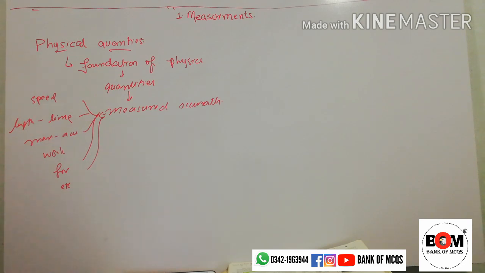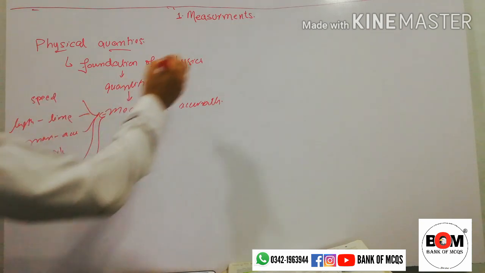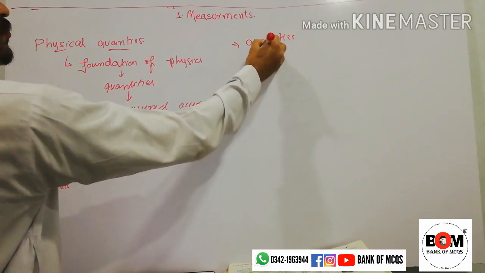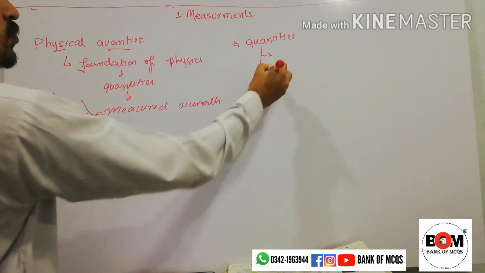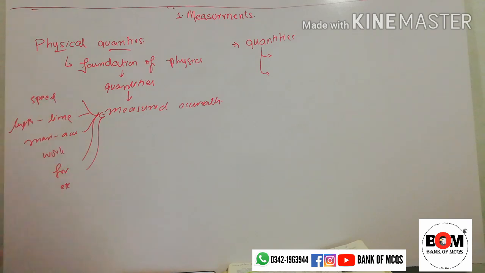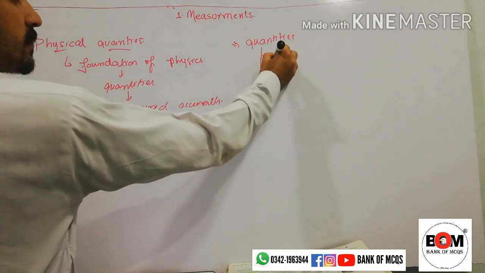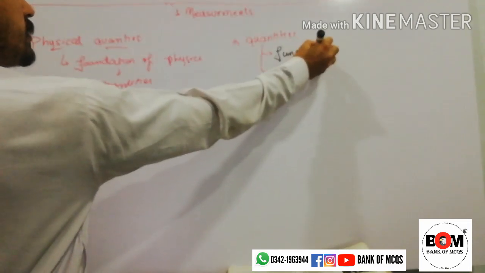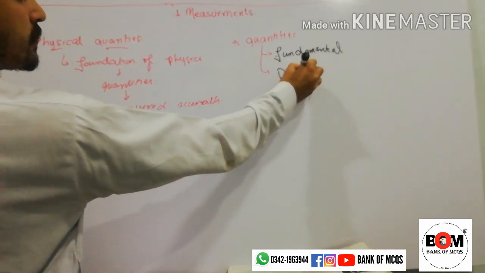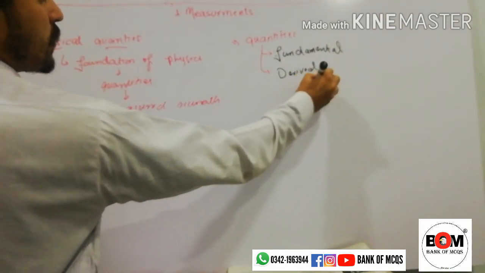Physical quantities are often divided into two categories, that are basic and derived. So all the physical quantities of physics are divided into two types. These are not in books, so let's go out of the book. There are two types of quantities. The first one is fundamental quantities, and the second one is derived quantities.